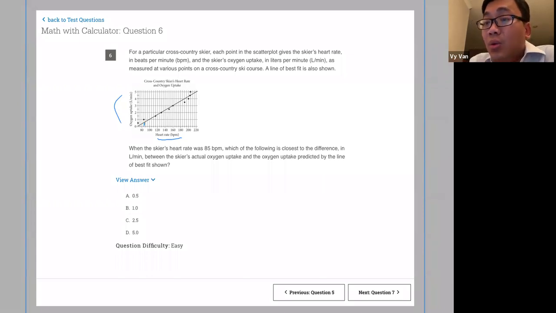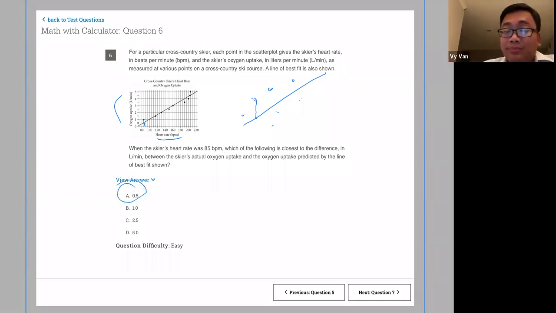Which of the following is closest to the difference between the skier's actual oxygen uptake and predicted? So this whole thing is a scatter plot. Anything on the line is predicted, and every dot outside is real data collected by researchers. So they're asking for the difference between the real data and the predicted data. In this case, from this dot to here, that is about 0.5. So the answer is 0.5.